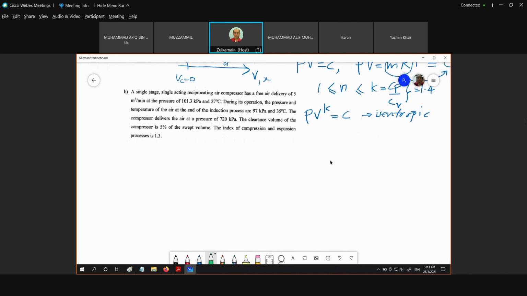How do we describe this question? We need to describe this question by sketching the model and also the PV diagram. So usually you are going to sketch the model or the PV diagram first.